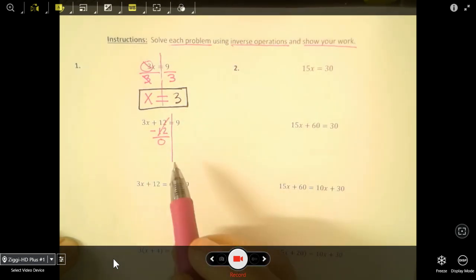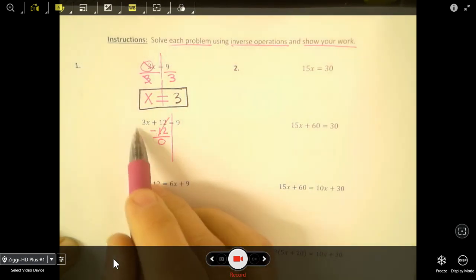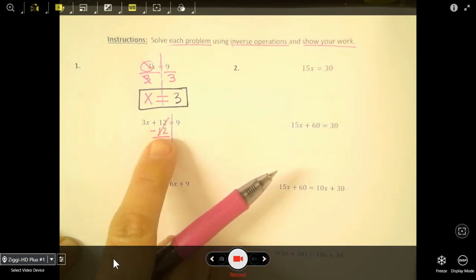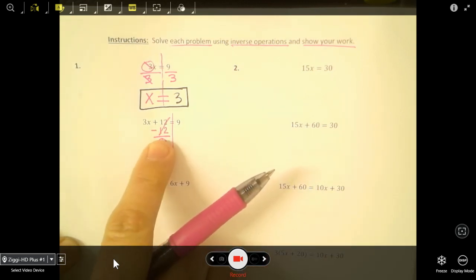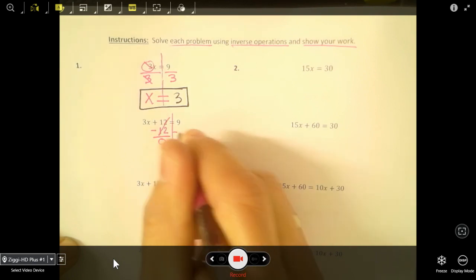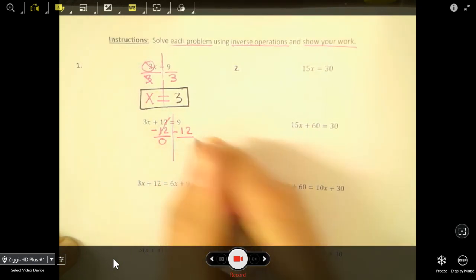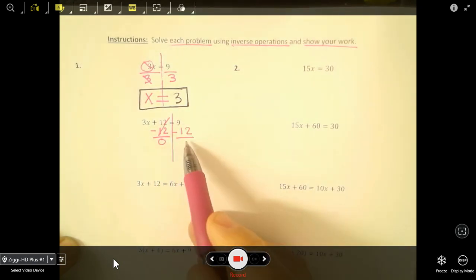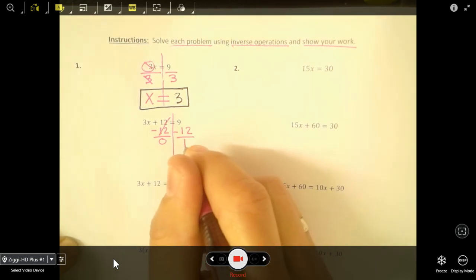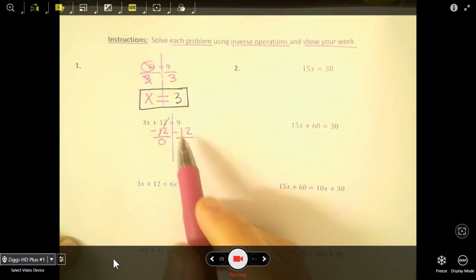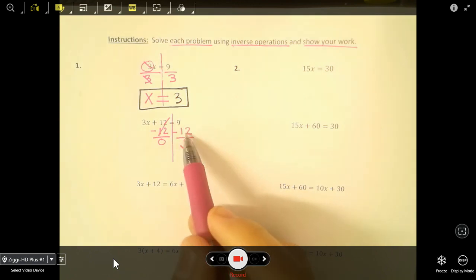Now, all I have left is the 3x on the left. But I have to remember, if I subtracted 12 from the left side, I also have to subtract 12 from the right. So now I have 9 minus 12. Whenever I get what that is, I'm going to write it down. So I am going to put this in my calculator, 9 minus 12.